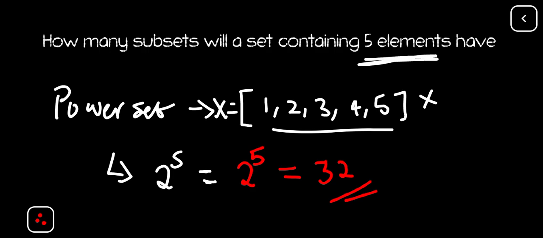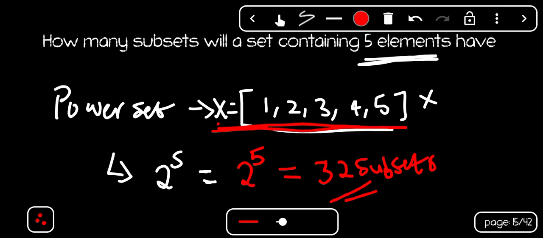How many subsets will a set containing 5 elements have? It will have 32 subsets. Okay, so that's how it works. But you can also try to see if you can list out the possible subsets, assuming this is the set, and these are the elements in the set. Can you list out the 32 subsets? I think I've taught that before in the other videos. You can try it out.